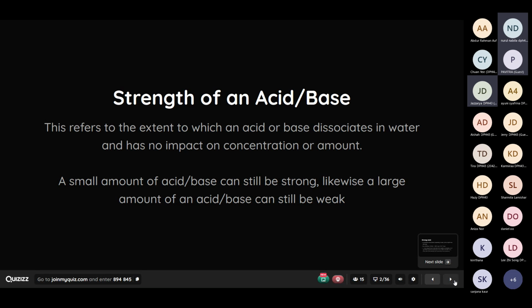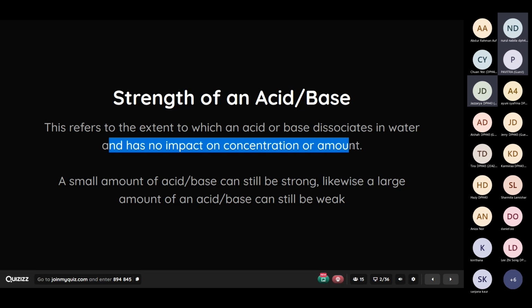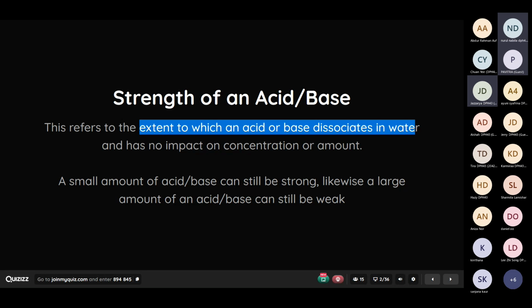This means, to elaborate further on this sentence, it does not depend on the concentration of a solution. A substance may have a high concentration, but it can still be a weak base, because we define the strength of an acid and base by the ability of the substance to produce ions in water.